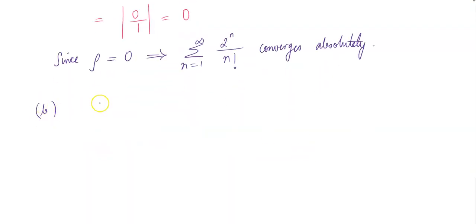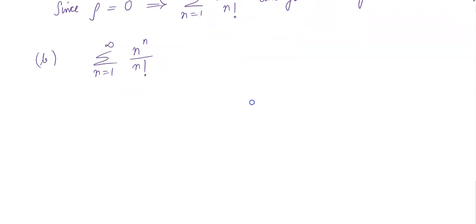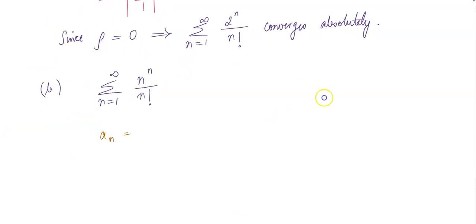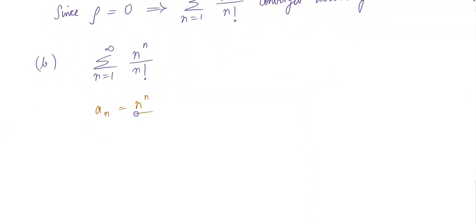Let's look at problem B. This is summation n power n over n factorial. Let's try the same technique. Our a_n will be n power n over n factorial, and a_(n+1) would be n plus 1 here. Wherever n is, you add a 1 to it. So it's n plus 1 power n plus 1 over n plus 1 factorial.